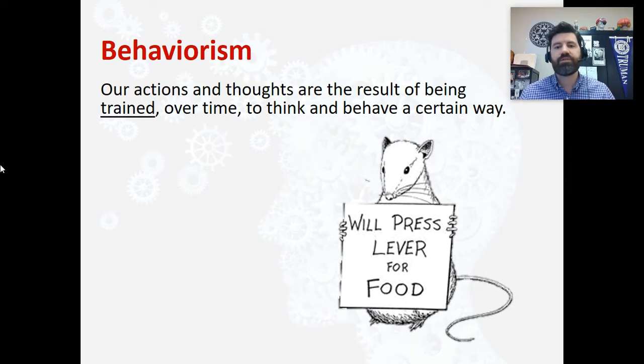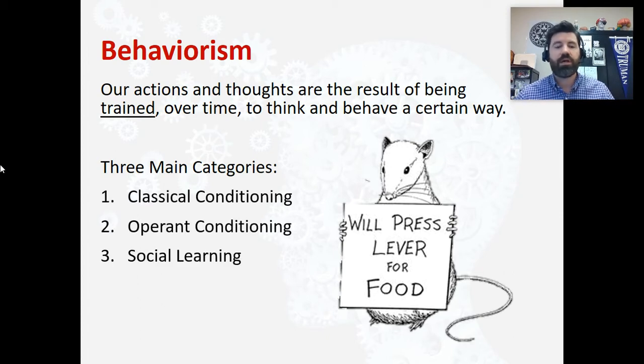Our actions and thoughts are the result of being trained over time to behave a particular way, right? This is a nice textbook definition. And we will have essentially 3 lectures or so that talk about the main types of behaviorism. I have them listed here: classical conditioning, operant conditioning, and social learning. Today's lecture is just going to focus on classical. You don't even necessarily need to write that down. You can if you'd like, but you can think that's going to be the series of lectures you're going to see over the next week or so for the different types of behaviorism.